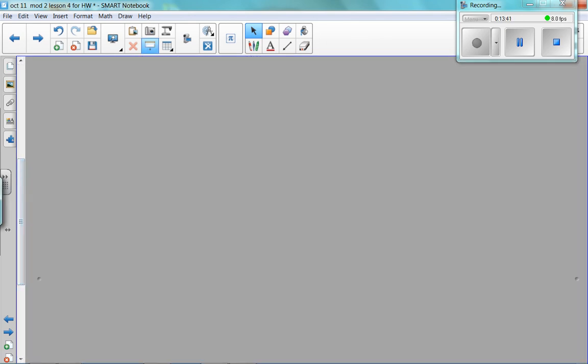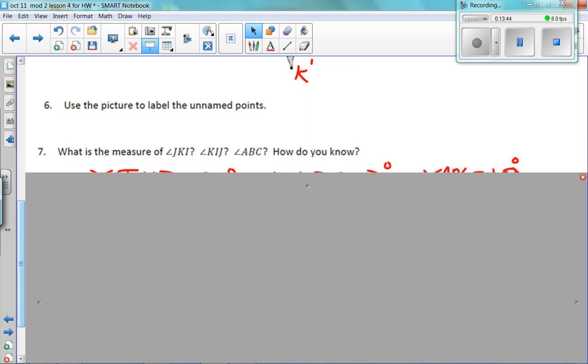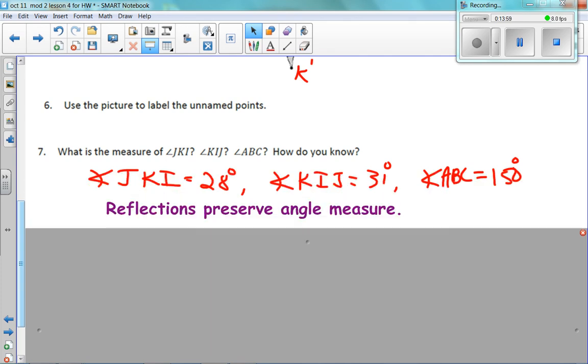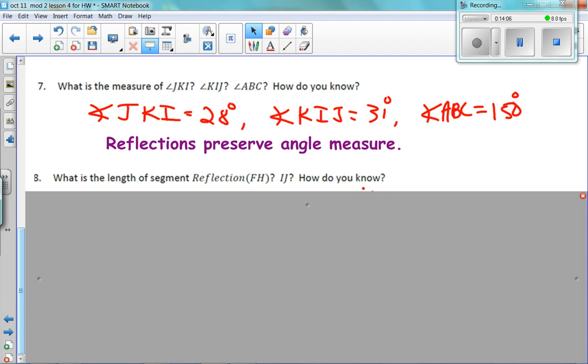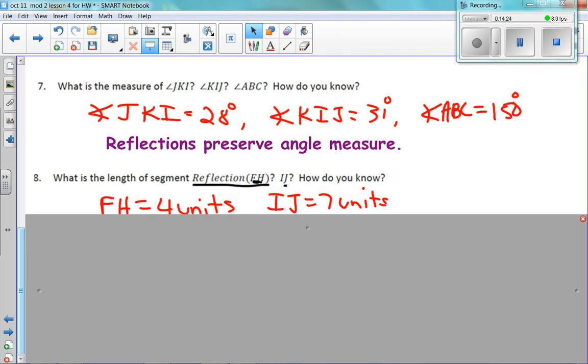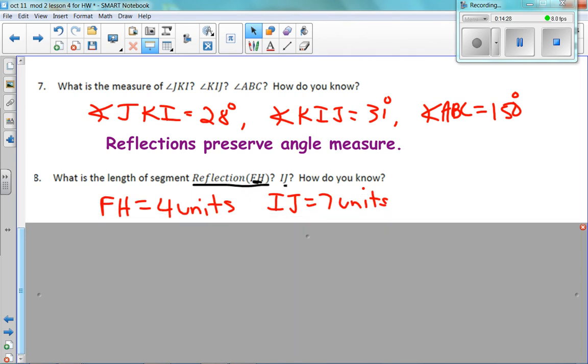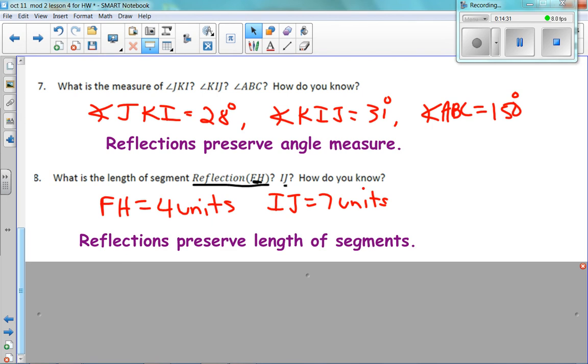Question 6 says, we label the points. What is the measure of angle JKI? Well, that should be 28 degrees. What is the measure of angle KIJ? That should be 31 degrees. And angle ABC is 150 degrees, because reflections preserve angle measure. What's the length of the segment? The reflection, this notation here, means the length of the segment that was formed when you reflected FH. And they also want to know the length of the segment when you reflected IJ. So FH is 4 units and IJ is 7 units, because reflections preserve lengths of segments.